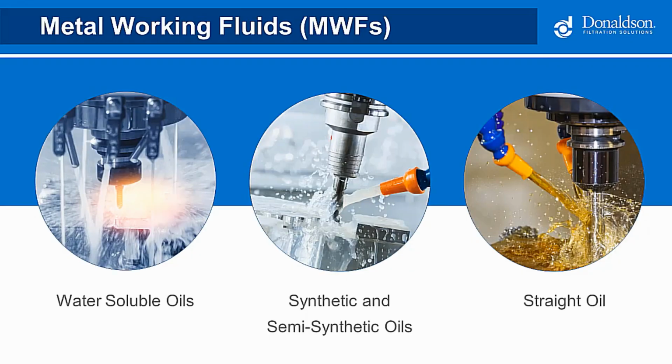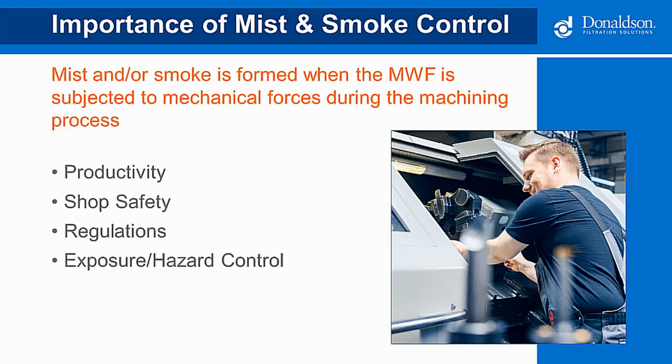Metalworking fluids are critical productivity enablers for all kinds of different machining applications. The most common types are water-soluble oils, synthetic and semi-synthetic oils, and straight oil. These metalworking fluids are usually complex mixtures of oils, emulsifiers, corrosion inhibitors, buffers, biocides, and other additives. Metalworking fluid mist and smoke is generated from the mechanical friction and heat of the turning metals in the high-pressure fluid delivery systems during the machining process. That mist then becomes airborne.